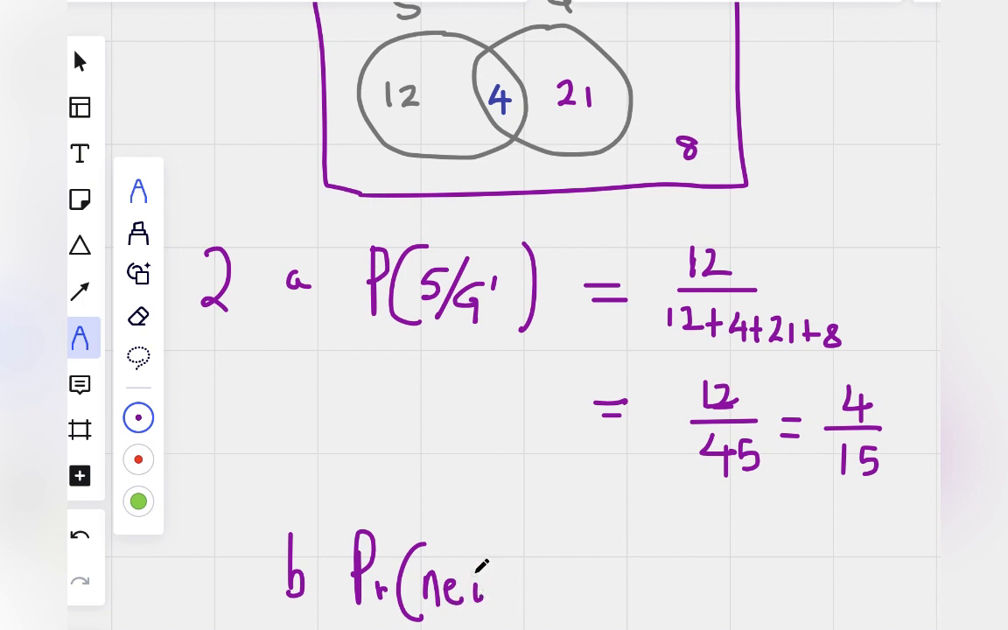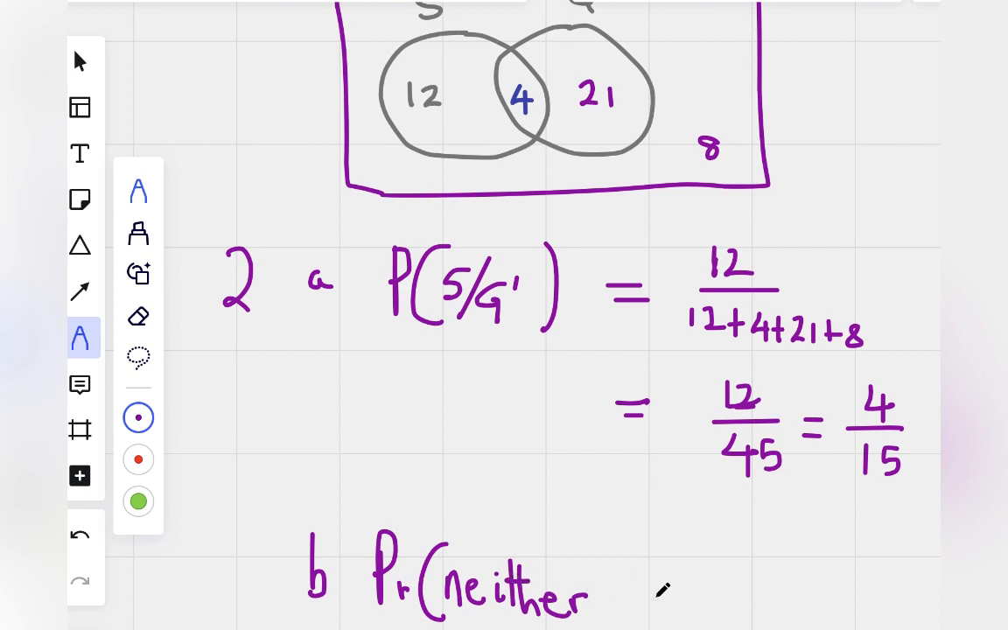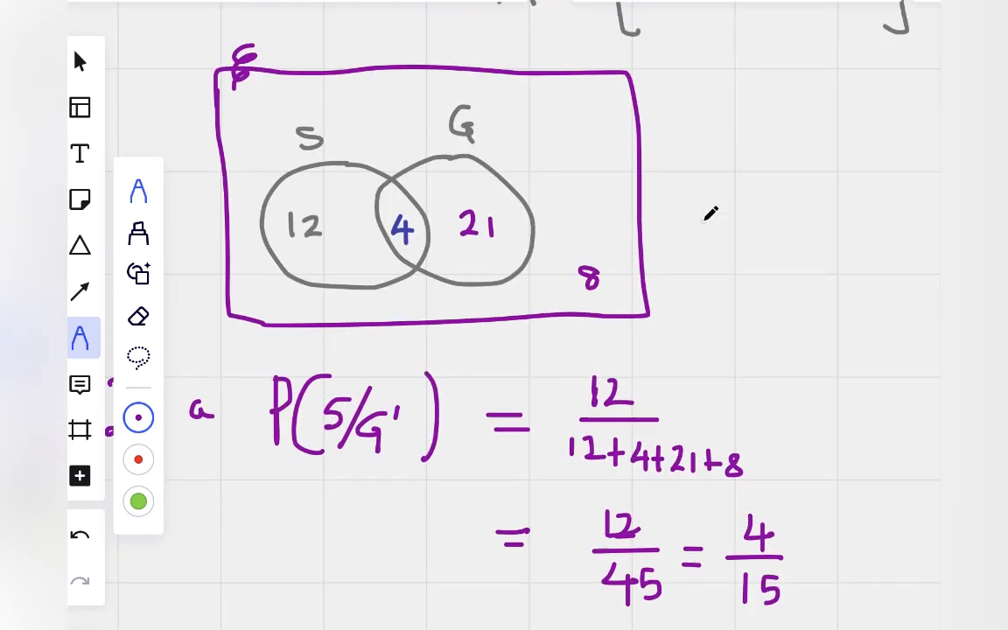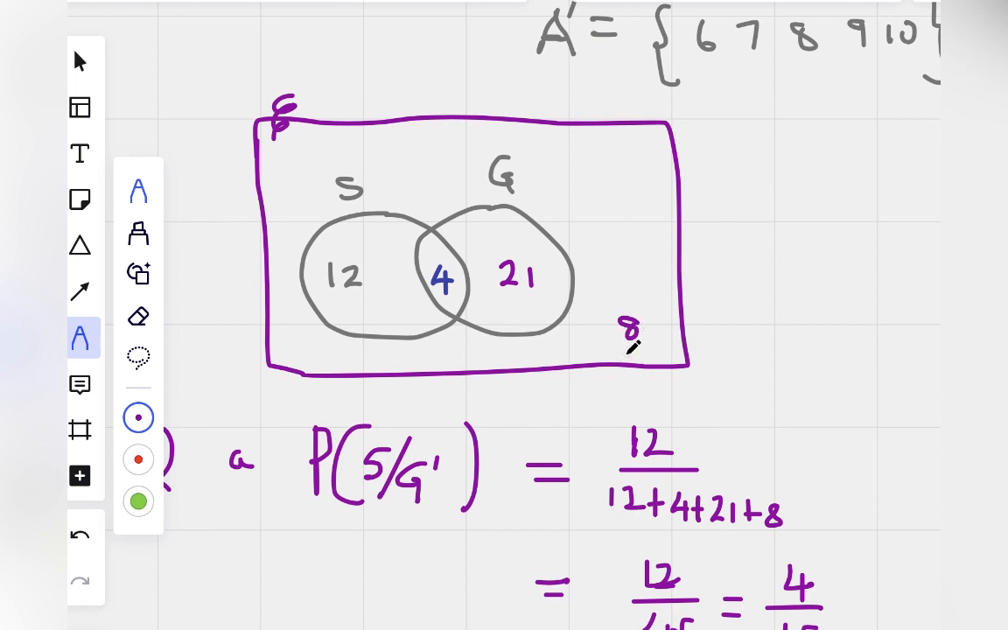So we already know from the Venn diagram that 8 students do not study any of the 2 subjects. In the class of 45 students, none of them is doing any of these 2 subjects. So the probability will be the number of students who don't study any of the subjects over the total number of students. So we go to the Venn diagram. We see there are 8 students in the Venn diagram who do not study any of the subjects.